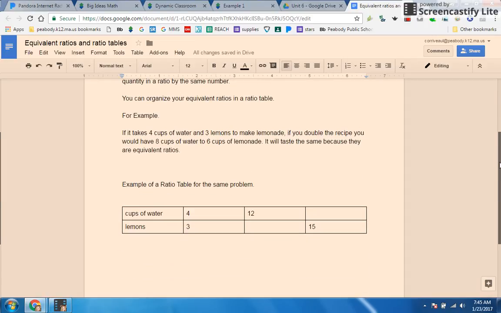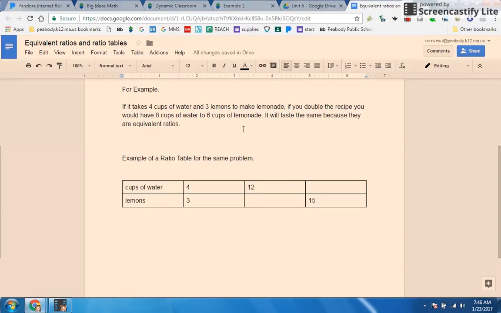So for example, if it takes 4 cups of water and 3 lemons to make lemonade, if you wanted to double this recipe, you would have 8 cups of water to 6 lemons. So basically all you do is multiply both parts by 2. It will taste the same because they are equivalent. So you would just have more of the same mixture, but it would taste exactly the same because you're doubling the recipe. So how you can figure out different equivalent ratios is using a table.